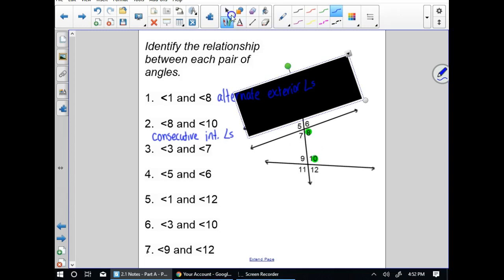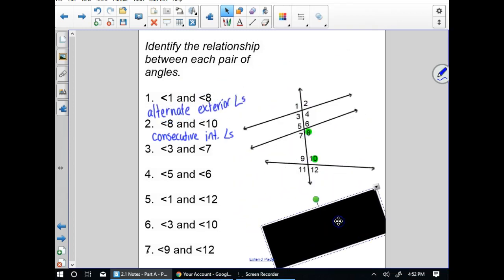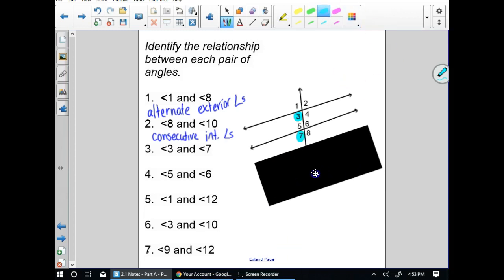Our next problem asks us about angle 3 and angle 7. If we look at those, angle 3 and angle 7 are here. This does not concern that bottom rectangle, so let's completely ignore it. Now these angles, they're both on the same side, but one's interior, one's exterior. Notice if we look at the 2 intersections here, they're both bottom left. So these are what we call corresponding angles.